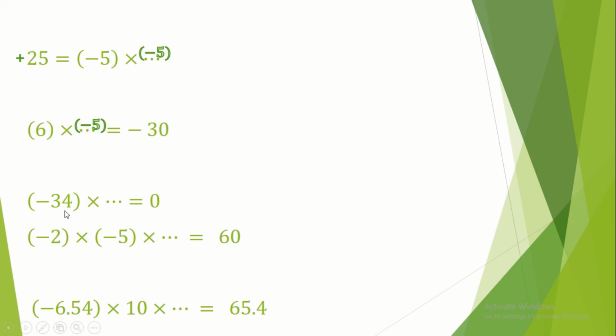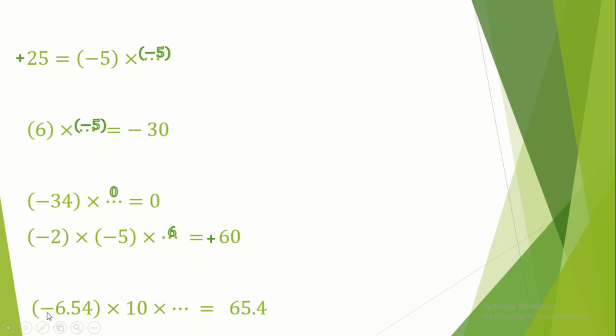Well, now minus 35 times what gives us 0? Sure, for any number to give us 0, it should be multiplied by 0. Well, here we have 60, it's a plus 60. Something else, we have minus times minus is plus, so here the sign should be plus. Now 2 times 5 is 10. 10 times what gives us 60? So it's times 6, we write here 6.